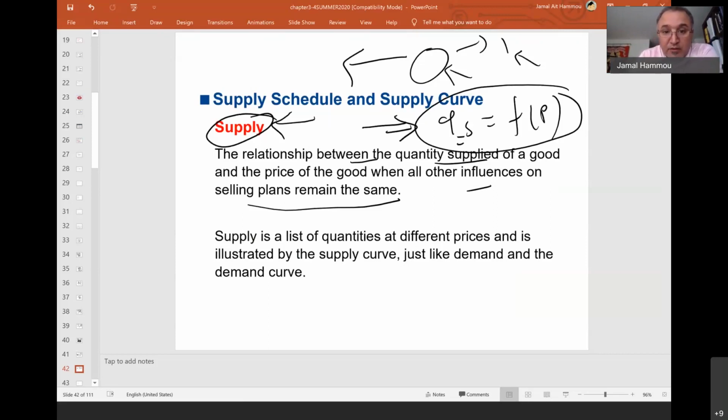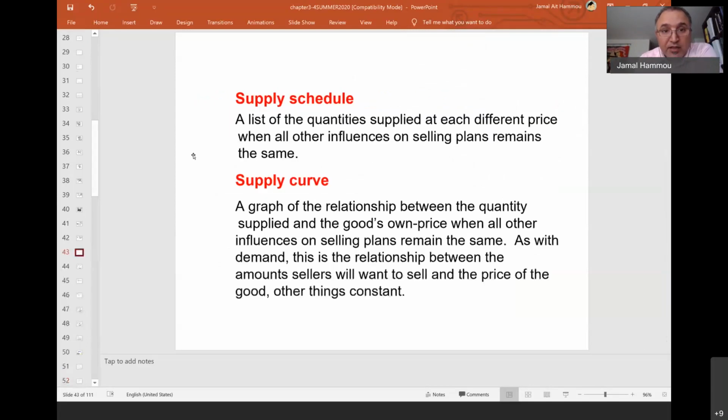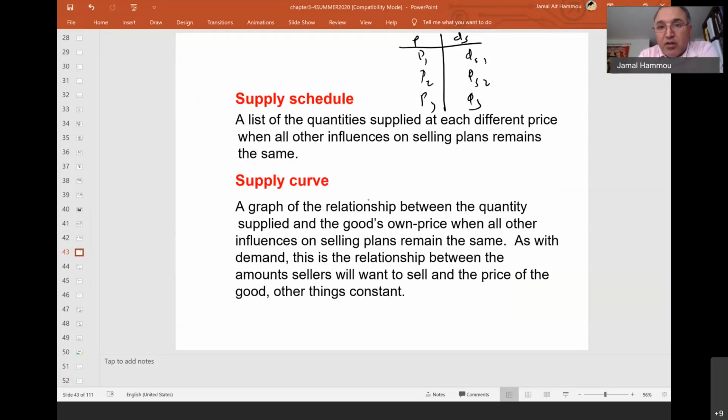Then you can have a list of prices and a list of quantities supplied. You can have price 1, price 2, price 3, price 4, then you have quantity QS1, QS2, and so on. So that's what supply is. A supply schedule is a table, so you can have a table like this. You have the price and you have quantity QS, and for every price P1 you have QS1, P2 you have QS2, P3 you have QS3. That's what we call a supply schedule.